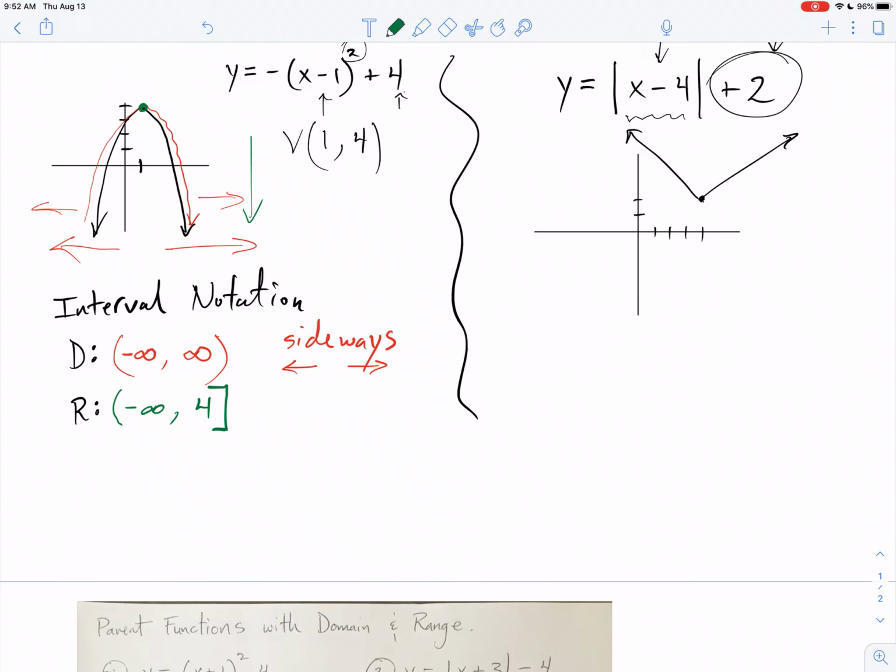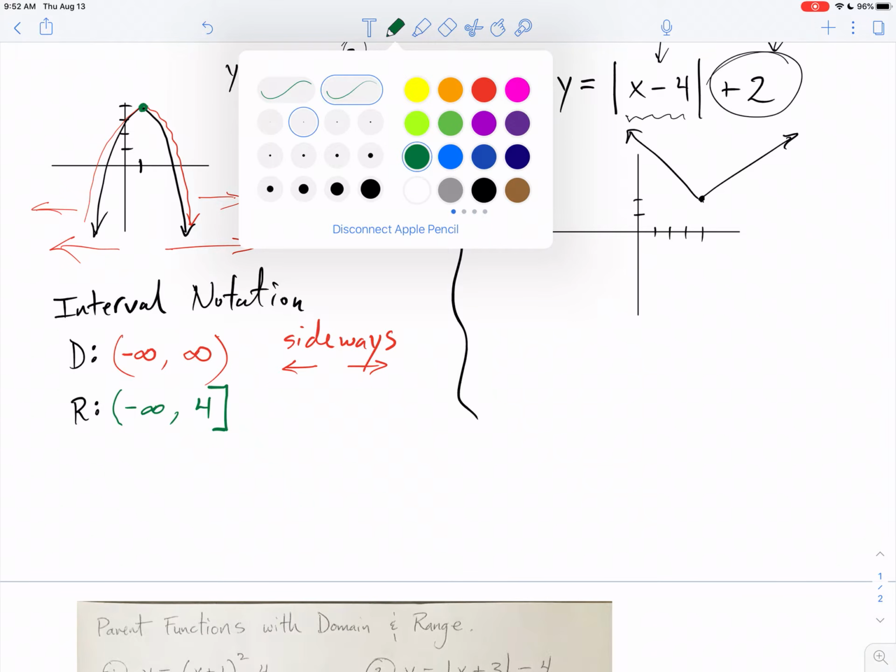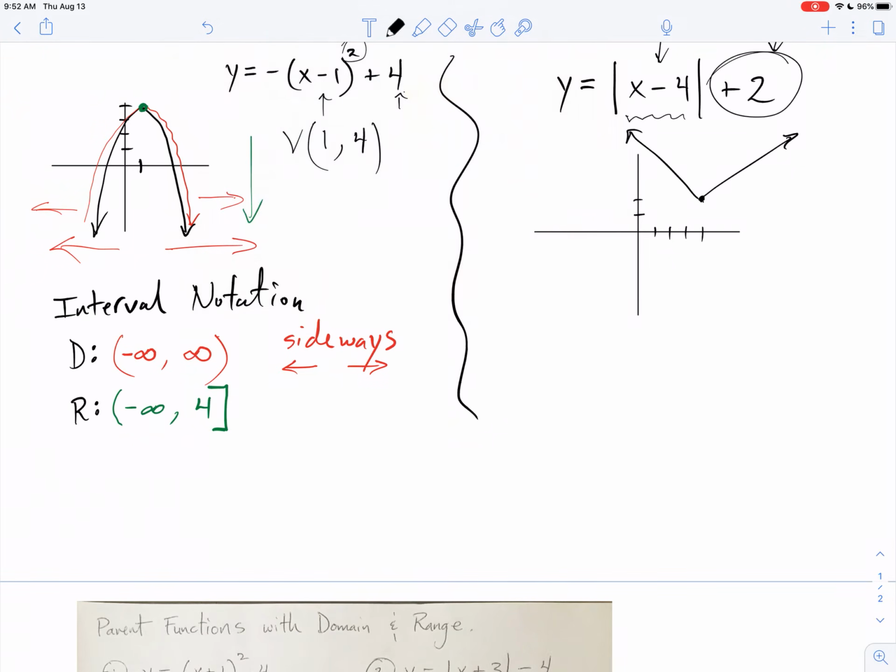Now remember, the beauty of any online lesson is you can watch it as many times as you need to. You can pause it whenever you need to. But all I'm trying to show you guys today is how to sketch a parent function and then tell me its domain and range. So I'm going to go back. Let's do this. We're going to go black pen. And we're going to do the domain and the range for this function that we just did, this absolute value guy. So here we go.